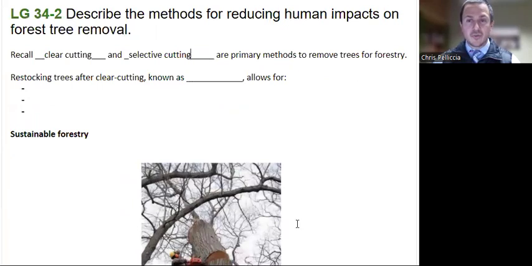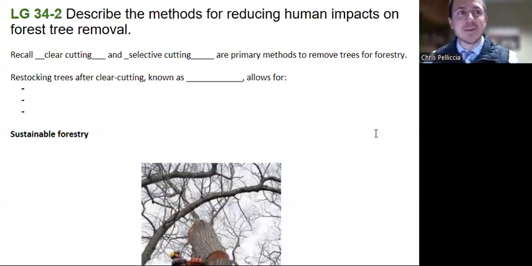And restocking trees after clear cutting, excuse me for a second. Sorry about that. As I was saying, restocking trees after a clear cut is a process known as reforestation.